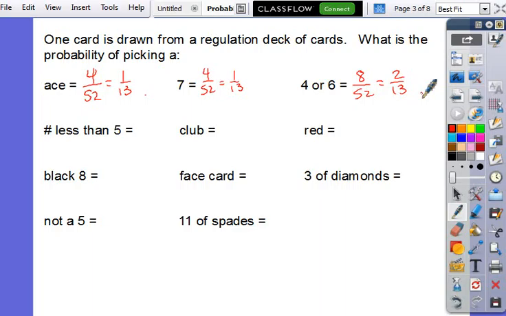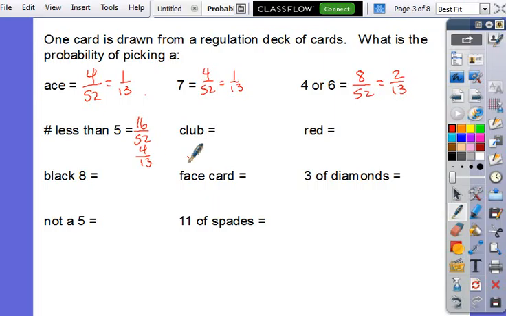What do you mean? 4 times 4 equals 16. I've got 4 diamonds that are less than 5. I've got 4 hearts that are less than. I've got 4 clubs. I've got 4 spades. So I actually have 16 total choices that are less than the 5. So 16 out of 52. That's 4 out of 13.